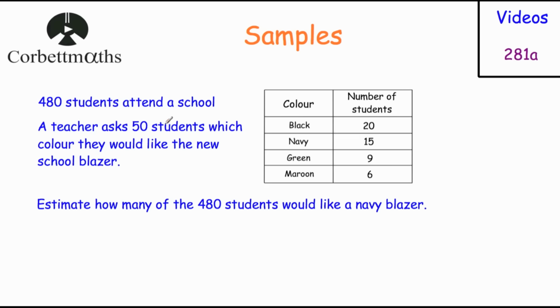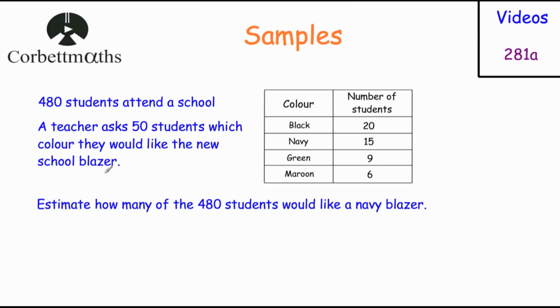But it's very important whenever you do samples, they're fair. So, for instance, if I was doing a survey of students about blazers, it's making sure that you ask people from different year groups, you ask a range of different classes. So it's very important that you get a good sample, a fair sample, to make sure that your sample is representative of the whole population.